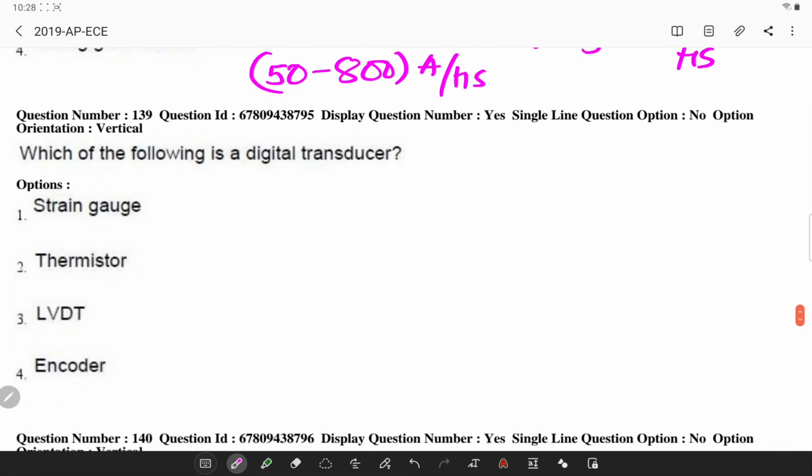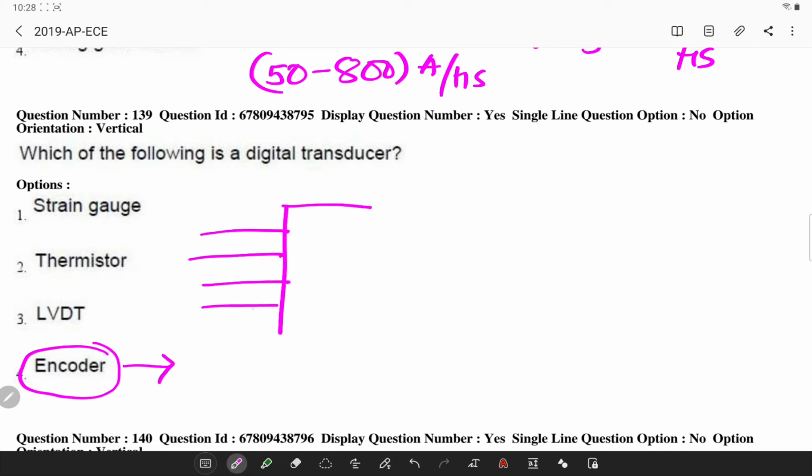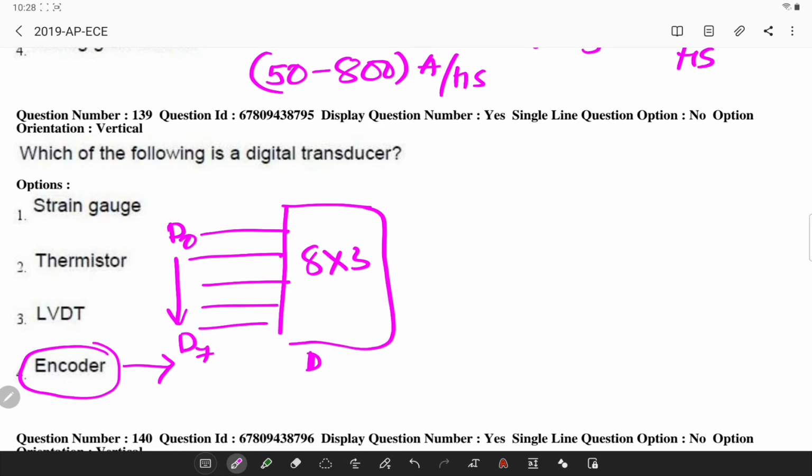Next, which of the following is a digital transducer? Among all these, the encoder is a digital transducer because you have D0 to D7 inputs. Let us take an 8x3 digital encoder, a priority encoder. So this will only give 3 outputs.